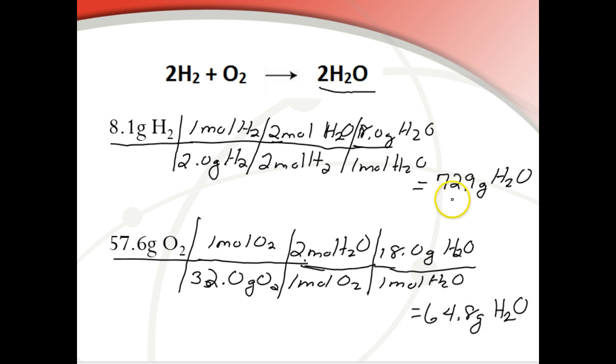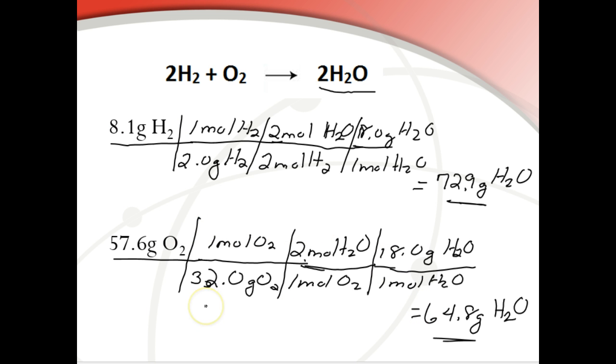Now, these numbers represent the amount of water that would be produced if all of our reactant reacted. So if we had 8.1 grams of hydrogen and 1,000,000 grams of oxygen, the hydrogen will react and we form 72.9 grams of water, if all of the 8.1 grams of hydrogen reacts and we had as much oxygen. Vice versa for oxygen. If we had 57.6 grams of oxygen and 1,000,000 grams of hydrogen, we could form 64.8 grams of water.